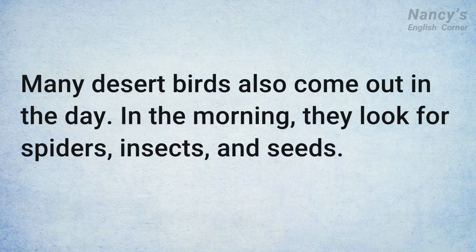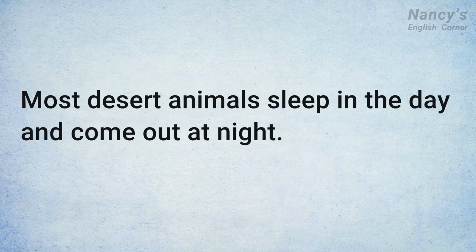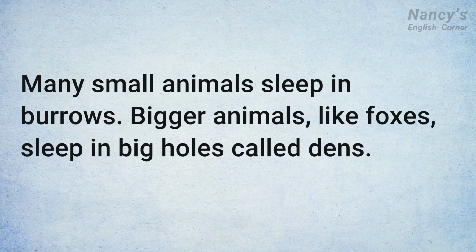Many desert birds also come out in the day. In the morning, they look for spiders, insects, and seeds. Most desert animals sleep in the day and come out at night. Many small animals sleep in burrows. Bigger animals, like foxes, sleep in big holes called dens.